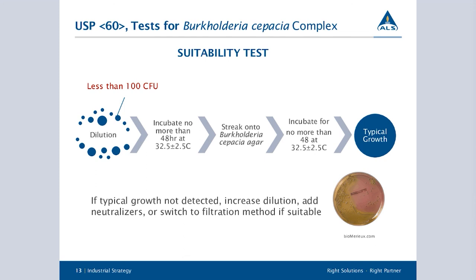Now, if you don't see that growth, then that means the antimicrobial property is still present at the dilution tested, and therefore you could either increase the dilution, add additional neutralizers such as polysorbate 80 or lecithin, or switch to a filtration method for liquids if it's suitable.